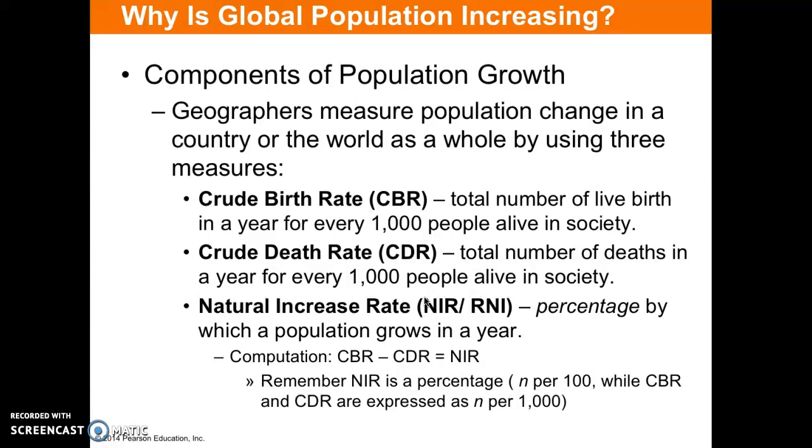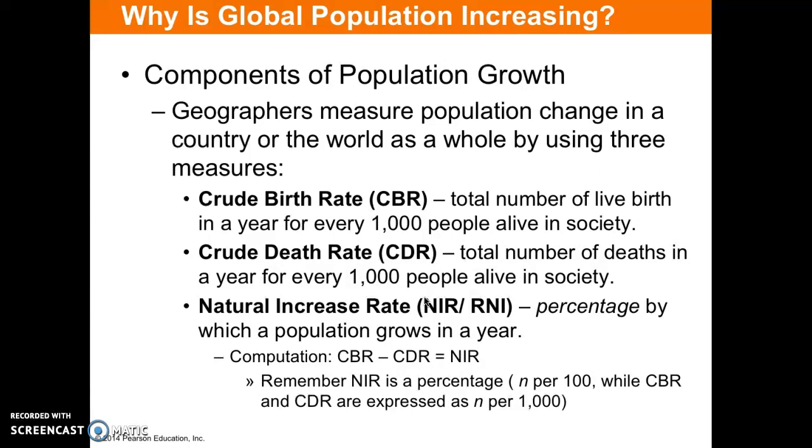If you need to get NIR as a percentage, you need to then divide this number by 10. Because crude birth rate and crude death rate are each telling you the number of births per 1,000, and for natural increase rate, you need to get that into a percentage, which means you need it in per 100. So it's CBR minus CDR divided by 10, just like it says in your book, and we'll be doing some more practice.